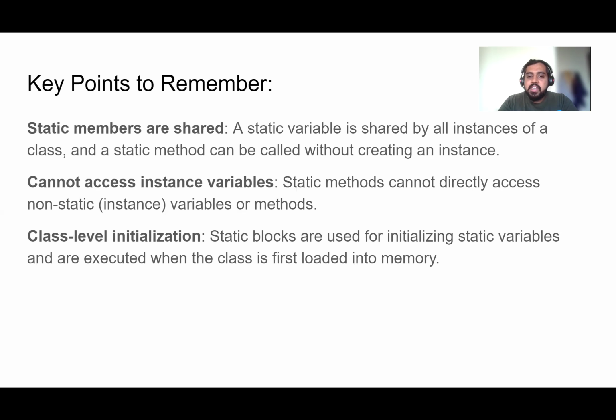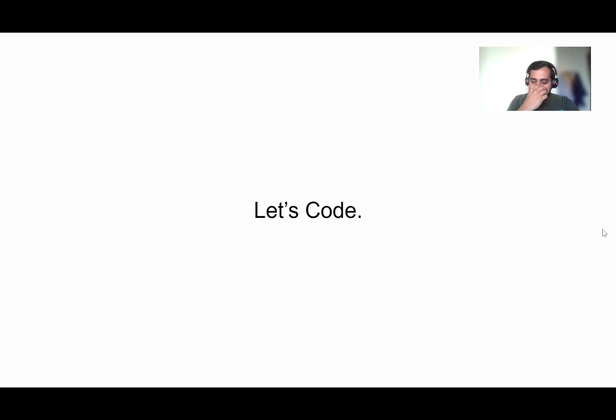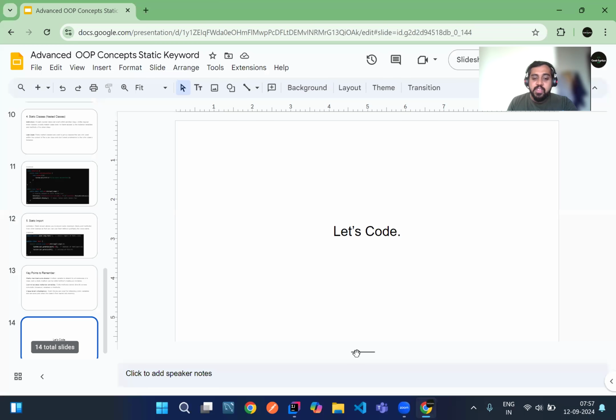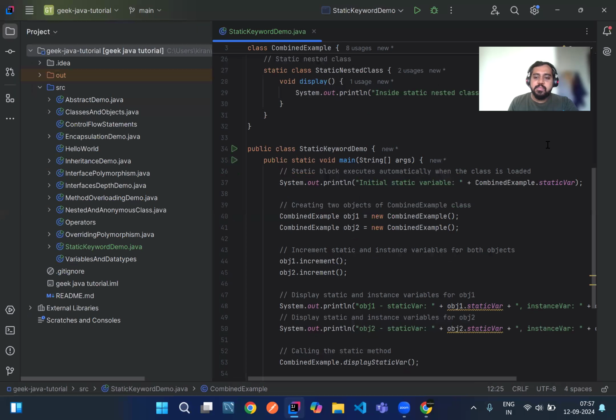And it's class level initialization. Static blocks are used to initialize static variables and are executed when a class is first loaded into memory. So these are all about theory. If you see the working code, you will be more clear.